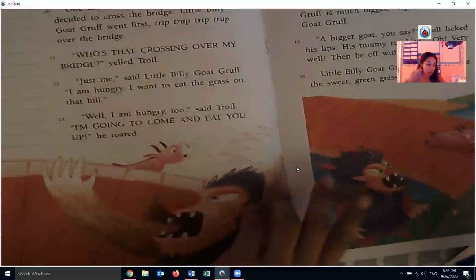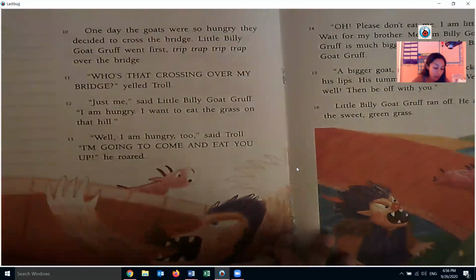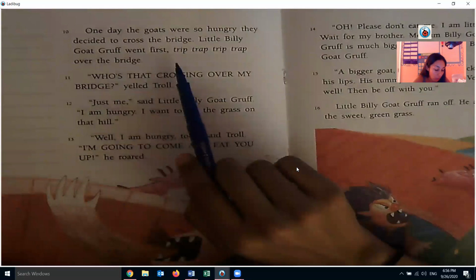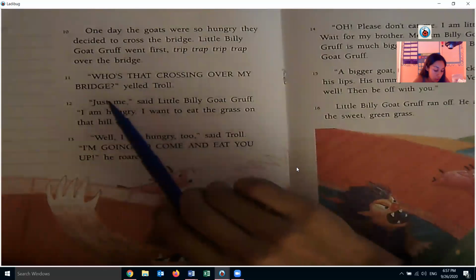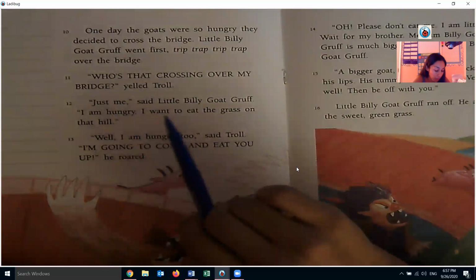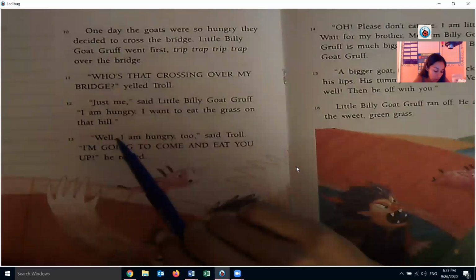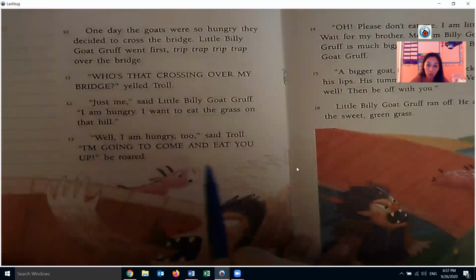Okay, next page. One day, the goats were so hungry they decided to cross the bridge. Little Billy Goat Gruff went first. Trip, trap, trip, trap, over the bridge. "Who's that crossing over my bridge?" yelled Troll. "Just me," said little Billy Goat Gruff. "I am hungry. I want to eat the grass on that hill." "Well, I am hungry too," said Troll. "I'm going to come and eat you up," he roared.